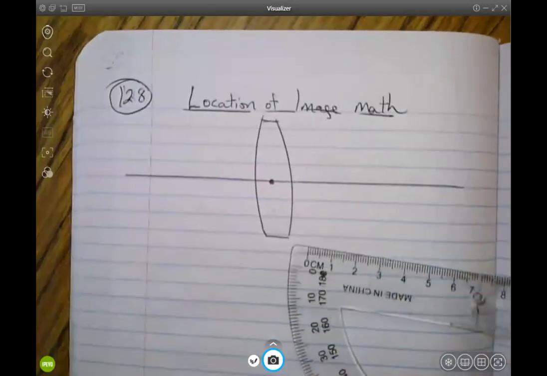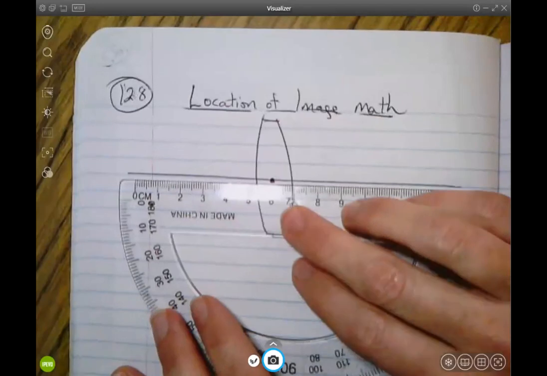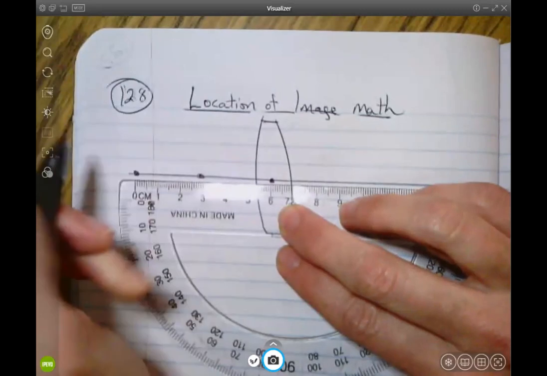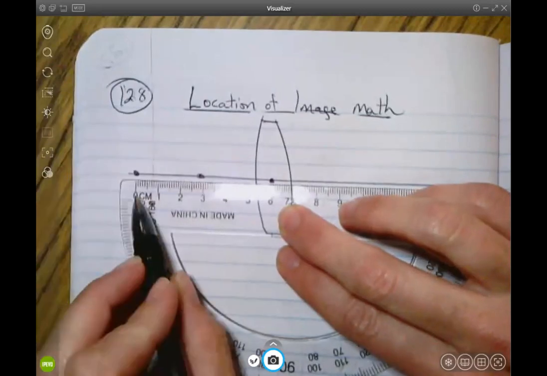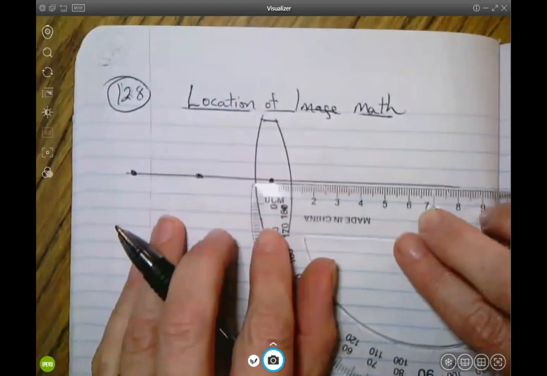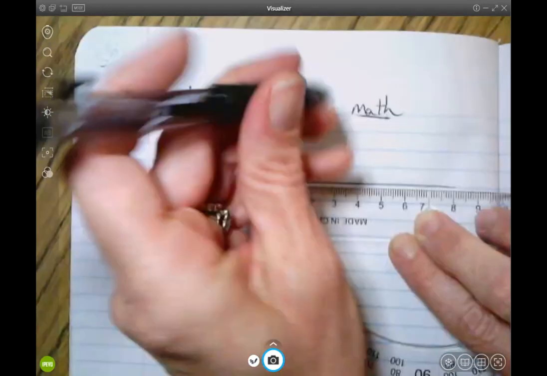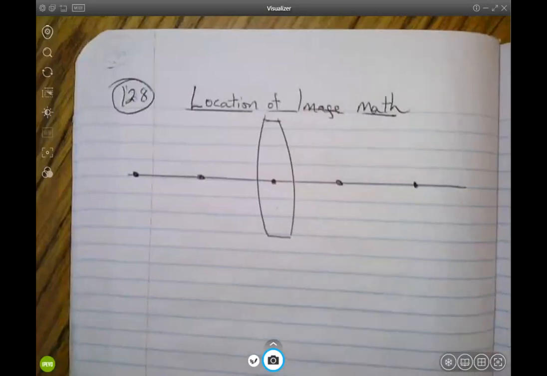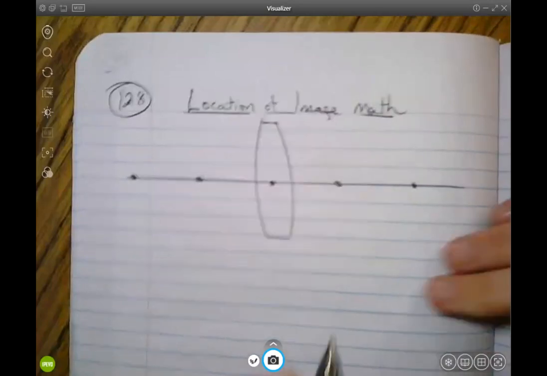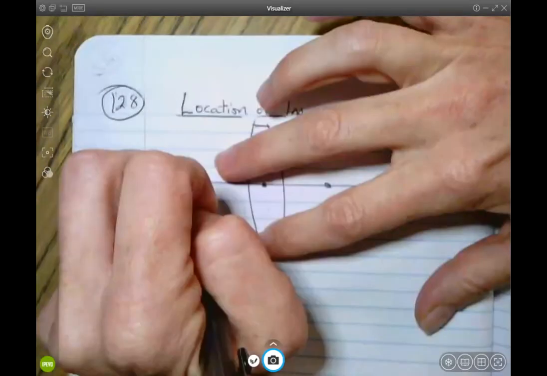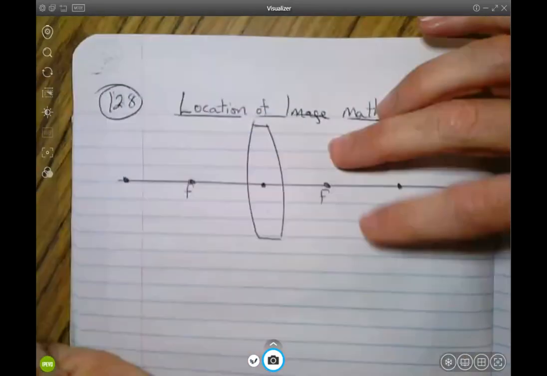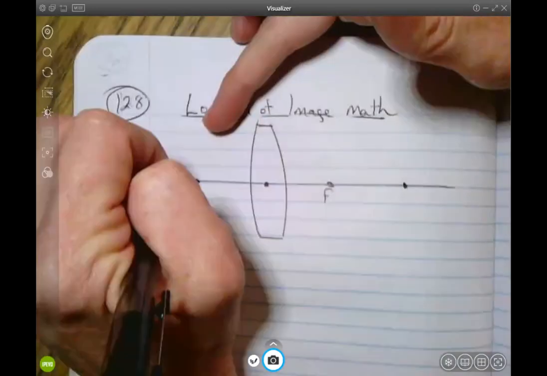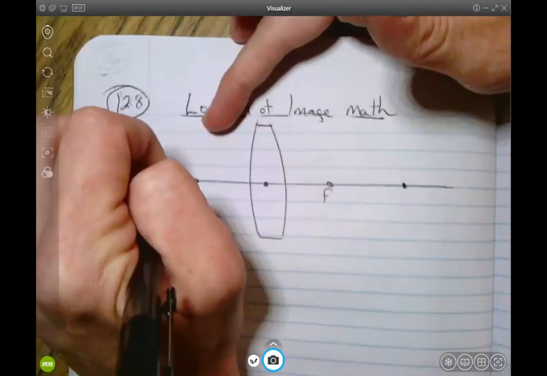And then we're going to put a dot every 3 centimeters just to be consistent with what we did yesterday. So I'm doing 3 centimeters and 3 centimeters. And then I'm going to go this direction, 3 centimeters, 3 centimeters. I'm going to label this F. That's your focal point. And I'm going to put an object right here, kind of between F and C.